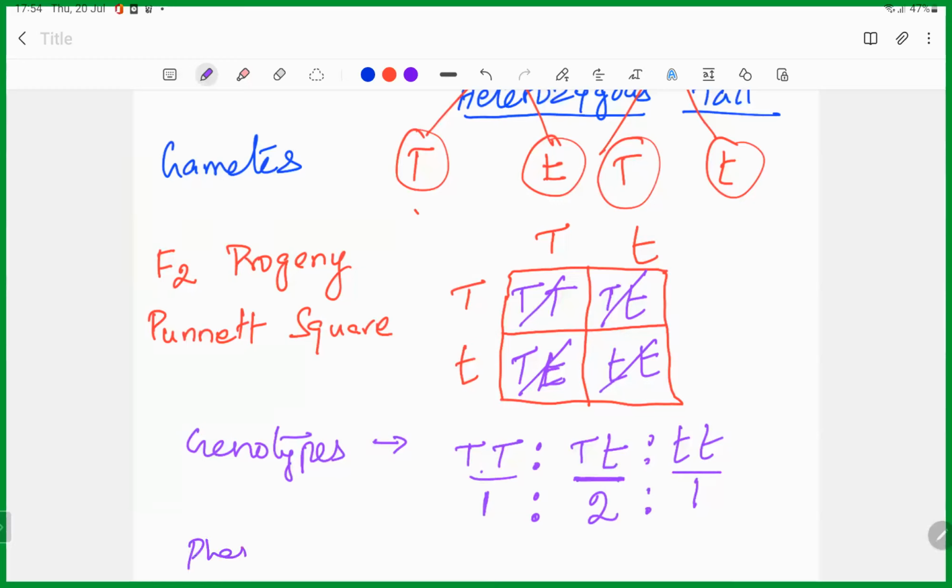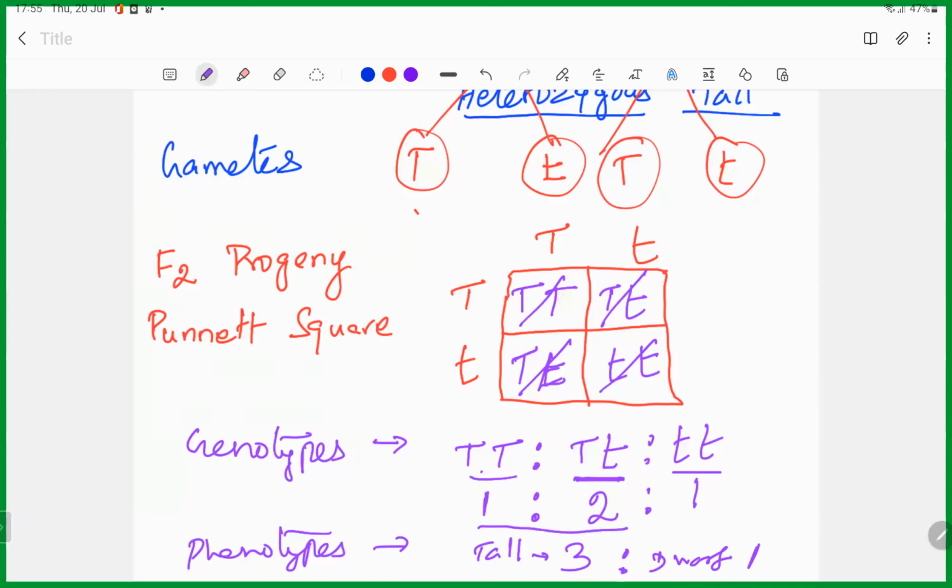Genotypes you have written. Now the phenotypes. How many were tall? This also will be tall. How many are tall? One. Here also, in heterozygous, it looks like tall only. So in total how many are tall? 3. How many are dwarf? Tall 3, dwarf 1. So 3:1. That is 3 tall, 1 dwarf.